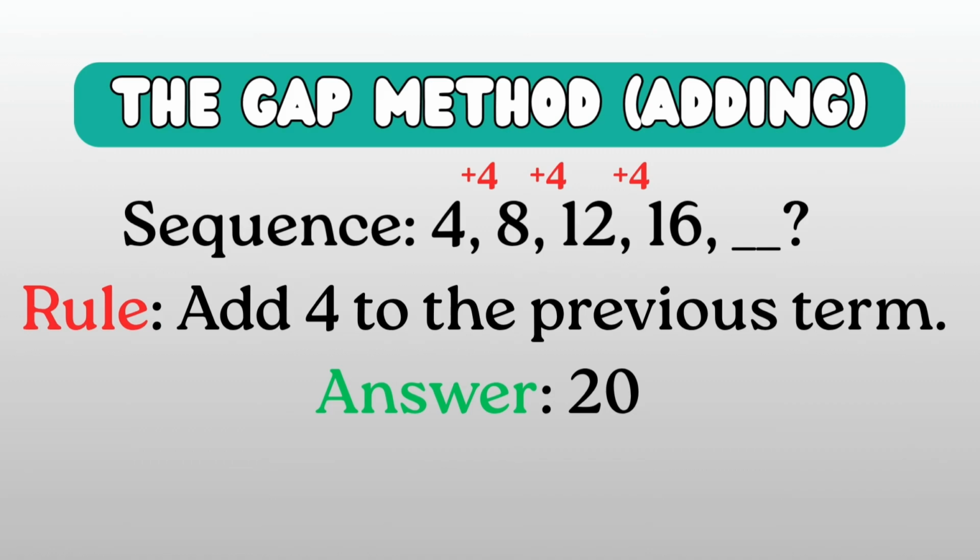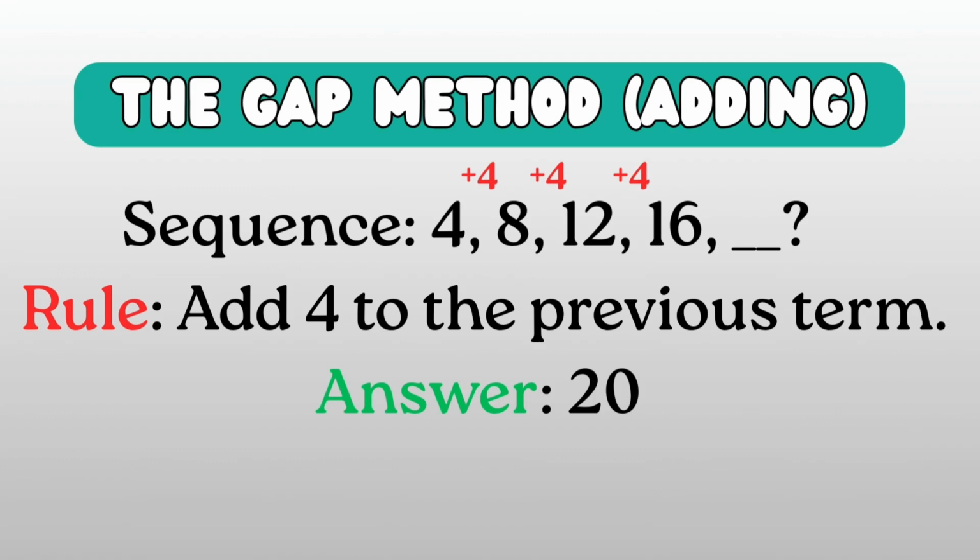Exactly, we add 4. Now we have to test if that is our actual rule. Let's look at the next gap. How do we get from 8 to 12? We add 4 again. And from 12 to 16, another plus 4. Because that plus 4 gap never changes, we have officially cracked the code. Our secret rule is to simply add 4 to the previous term.